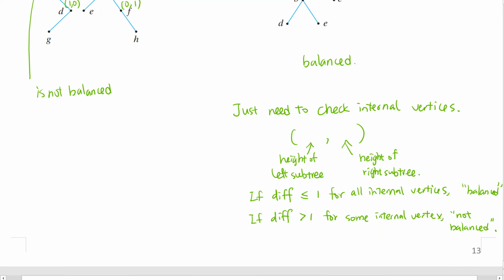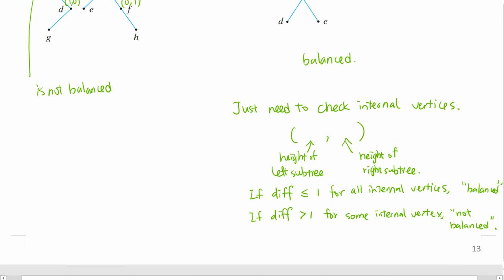Alright, and that is section 9.5. So that also ends our chapter 9. In chapter 9, we talk about terminologies and definitions about trees. We talk about spanning trees. We also talk about the breadth first methods and the depth first methods, and we have an algorithm to find the minimal spanning tree, and then we also talk about binary trees.